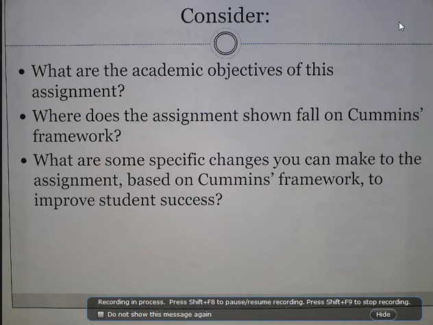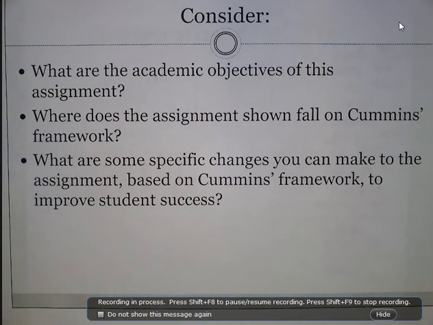student's success? So you're looking for the standards or objectives that the teacher has. What are they trying to teach to the classroom as a whole? For this child in particular, let's say, where does this assignment shown fall on Cummins Framework? And what are some specific changes you can make to the assignment based on Cummins Framework to improve student success?